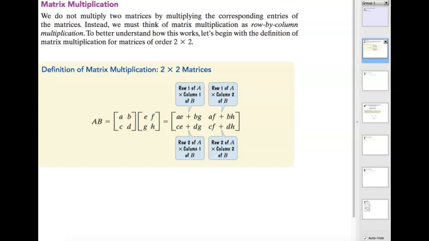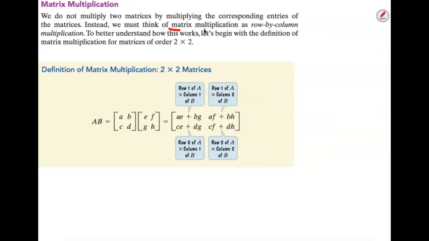This video is on matrix multiplication. So when you multiply matrices together, we must think of them as row by columns. So I want you to highlight that. Matrix multiplication is thinking rows by columns.